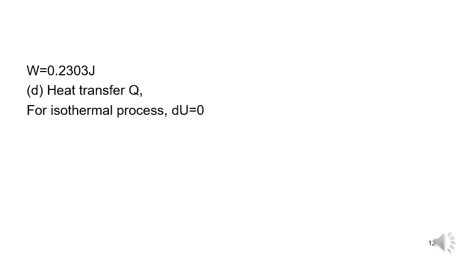So in the next problem there is the heat transfer. Heat transfer means Q. So dQ is equal to dU plus dW, but in an isothermal process dU is equal to 0. So whatever the work transfer is, it is equal to the heat transfer. So dQ is equal to dW, so Q is equal to W, 0.2303 kilojoules.